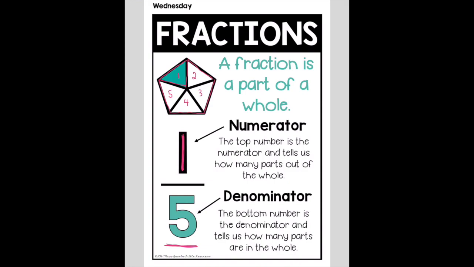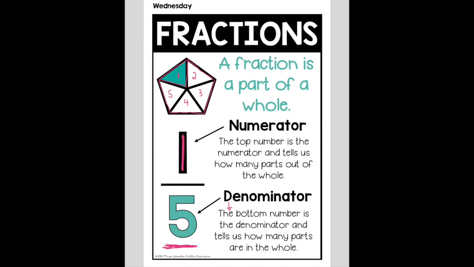Now earlier, when we talked about there being 5 parts in total, this number on the bottom here is called the denominator. This number tells us how many parts are in the whole, in total. Okay, so the total number of parts goes on the bottom. That's called the denominator. So D for down, denominator, it stays down. Okay, and the top number is the numerator, and that's how many parts we're talking about.